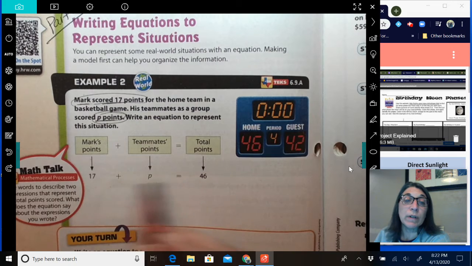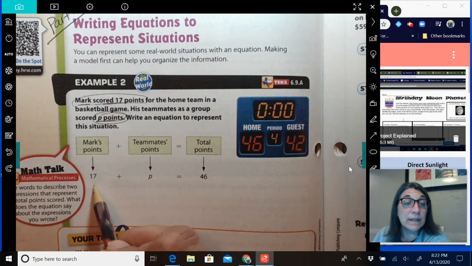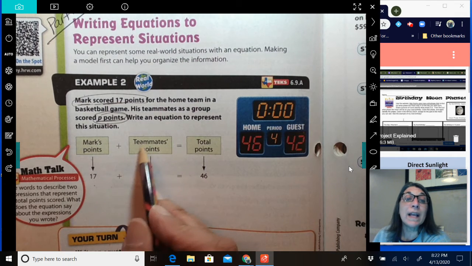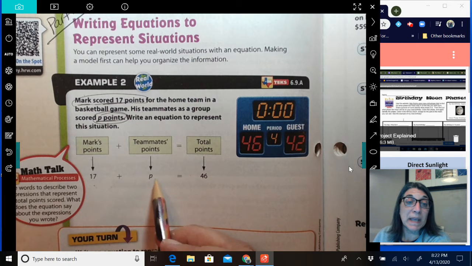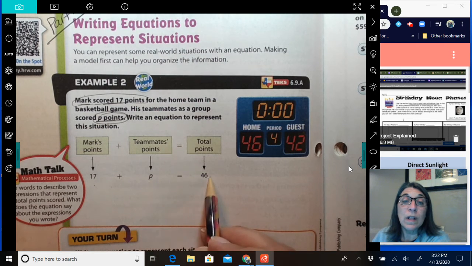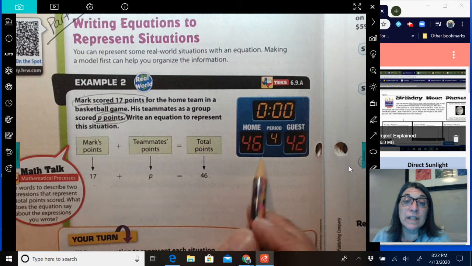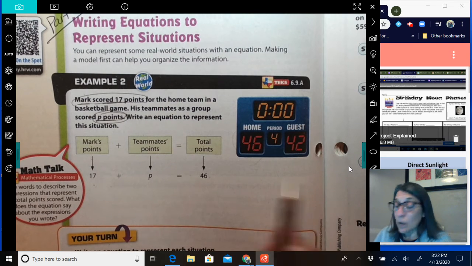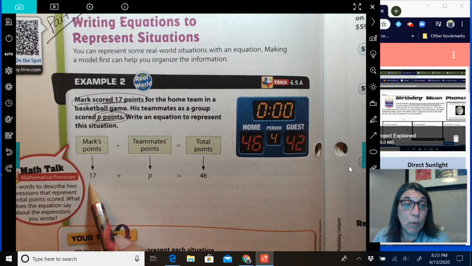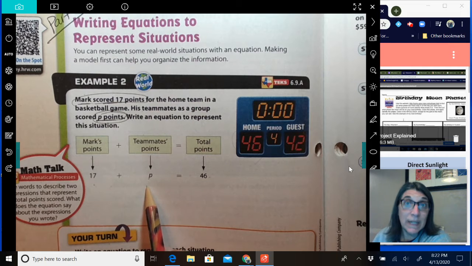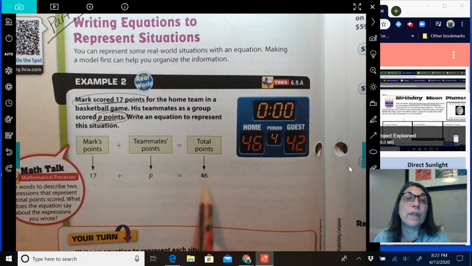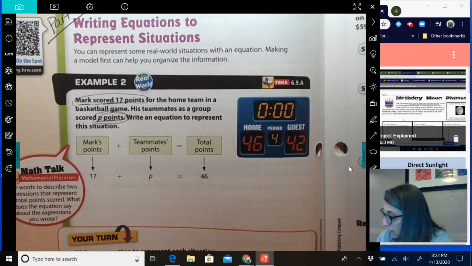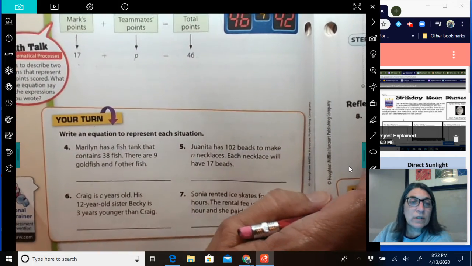Well, I really like the way they break it down. We know Mark's points. And if we add the rest of the team's points and we just use P to represent points, then we know the total at the end of the game for their team was 46. So the equation is 17, Mark's points, plus P points, his team's points, equal the total that the team scored, which was 46. Okay, so we're going to try a couple of these your turns.